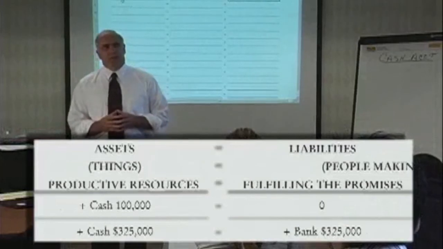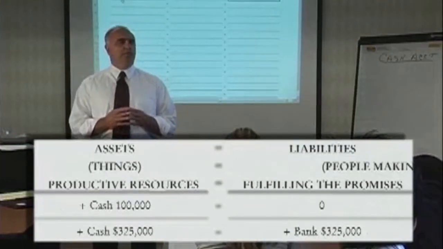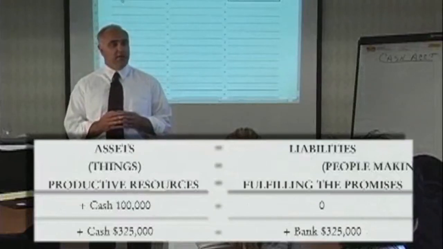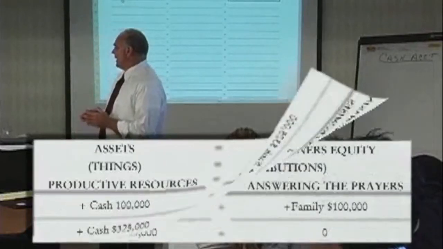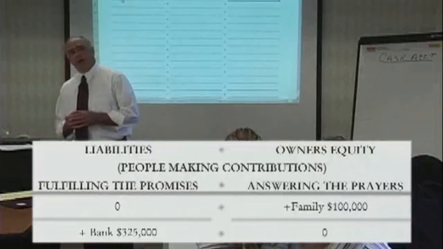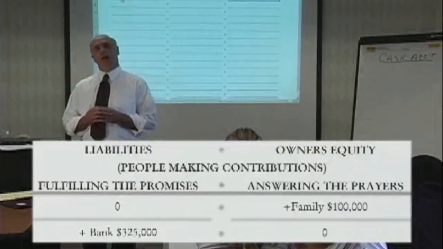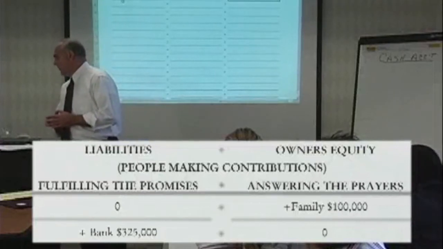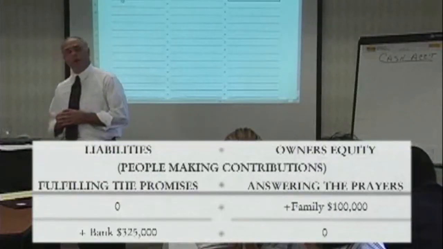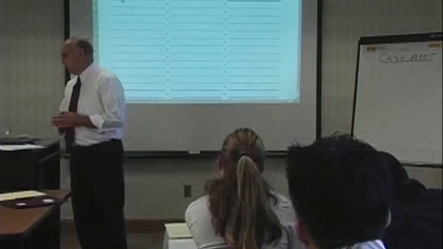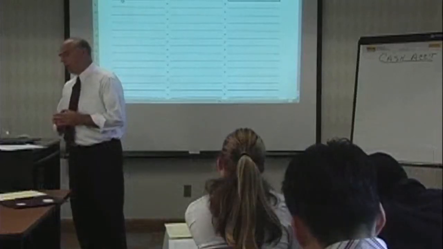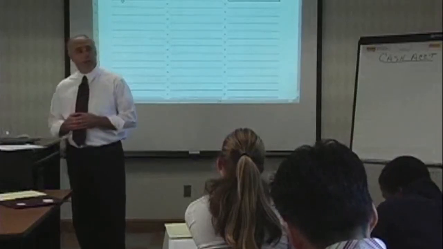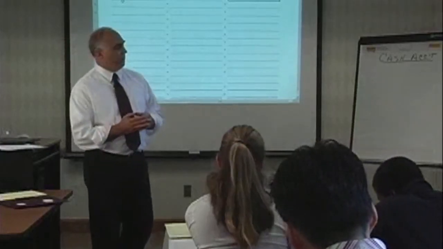And we pause now and say, well, are we in balance? What is the total of the things that we have? Well, all we have now is $425,000 in cash. And that cash is balanced by the bank's contribution of $325,000, which we promised to repay, plus the family or the owner's contribution of $100,000. So $425,000 in assets equals the $425,000 in liabilities and owner's equity on the other side of the equal sign.